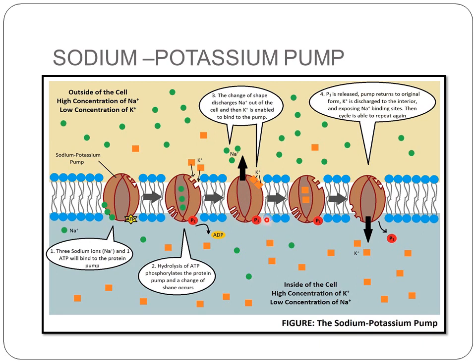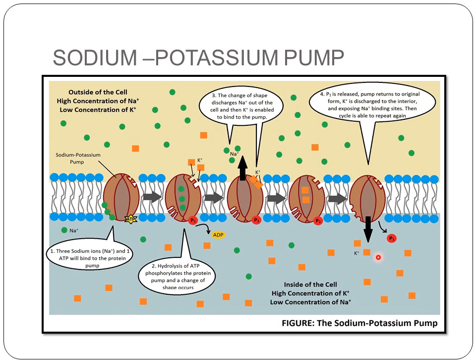Now in this type of protein, again the potassium binds to this kind of pump. Again ATP, or energy, is required. It changes again the shape of this protein and gradually it pumps it. So Pi is released and the pump returns to its original form, and K plus is discharged to the interior, exposing the sodium binding sites.